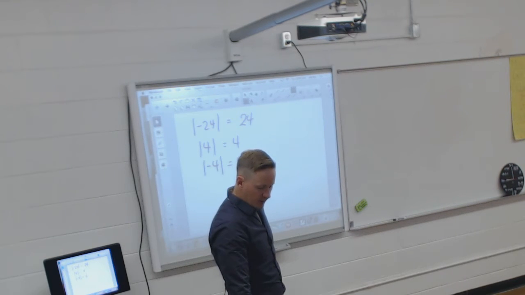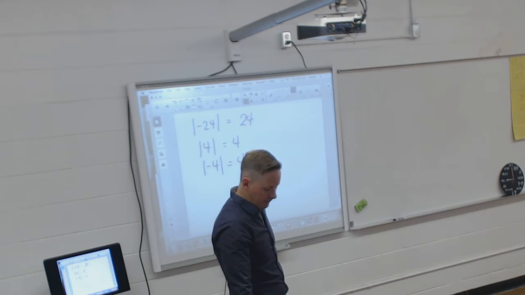Okay? So it says write the following, sorry, I've already done that. What's the absolute value then for 25? 25. And the absolute value for negative 8? 8. Okay?